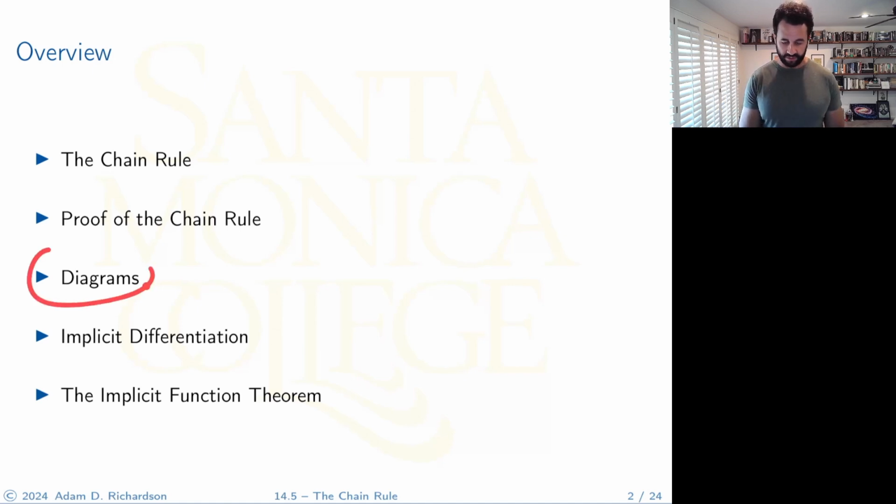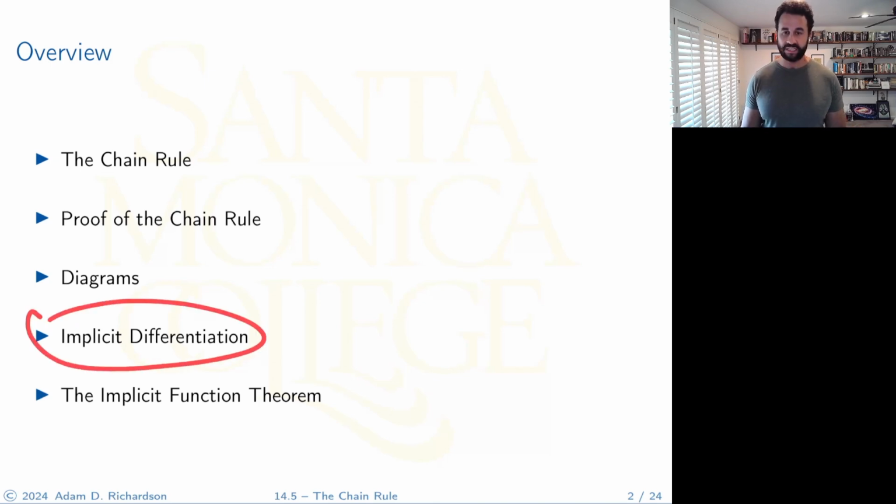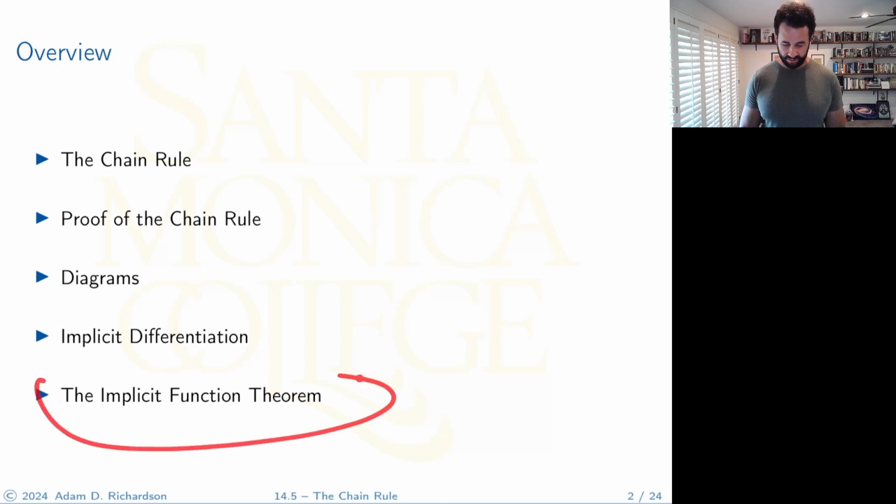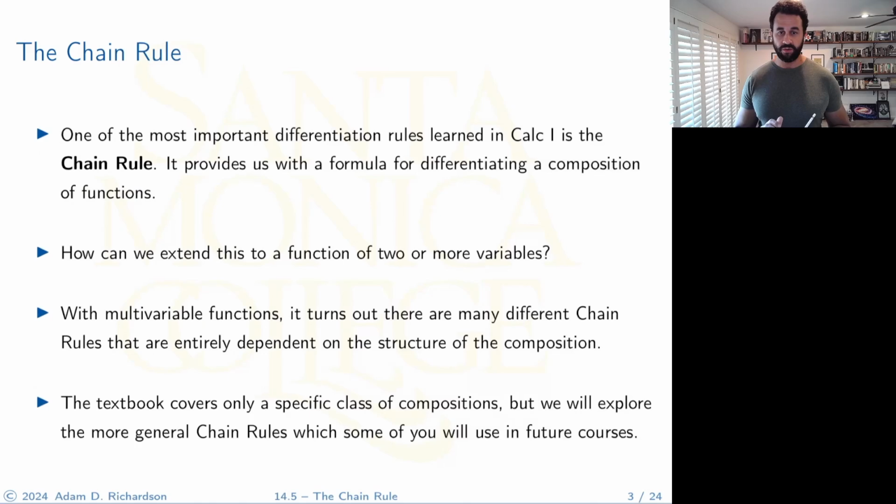Then we're going to talk about diagrams, basically dependence diagrams. That is going to help us compute the chain rules for these various functions. Then we'll finish up with implicit differentiation and the implicit function theorem, which actually gives us kind of a shortcut for computing derivatives of functions that are defined implicitly. Okay, so here we go.